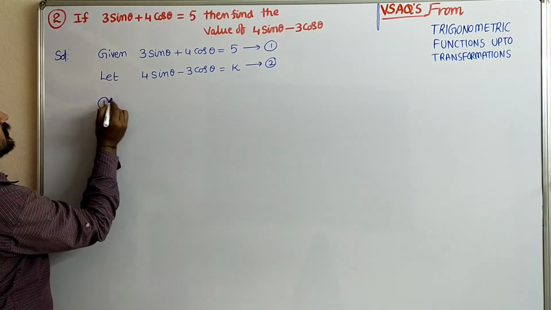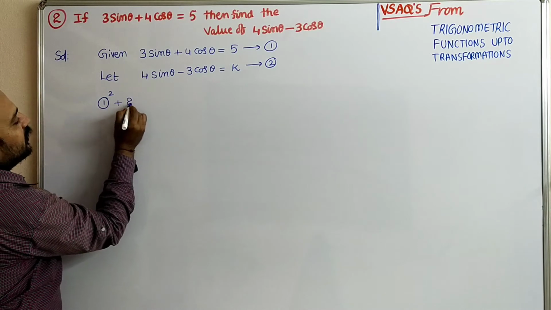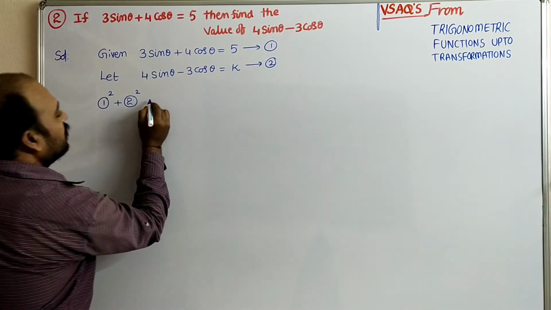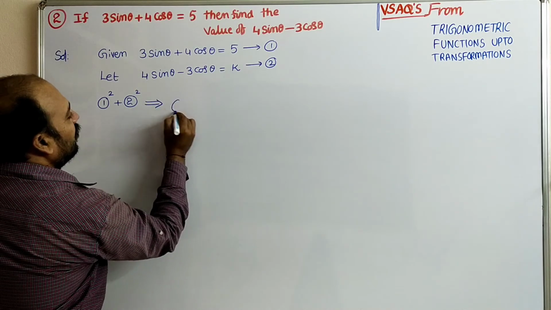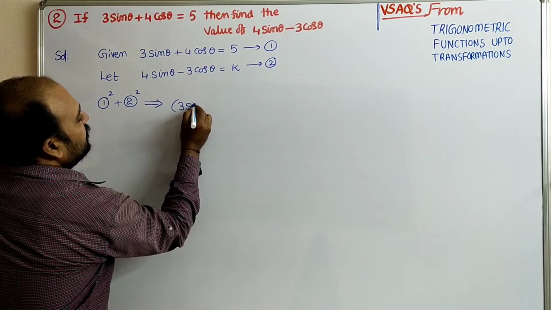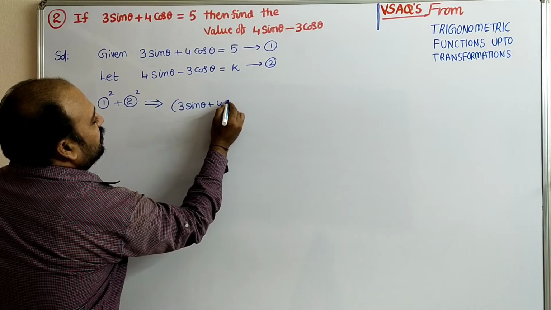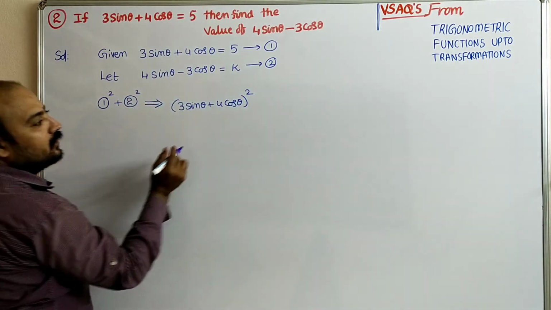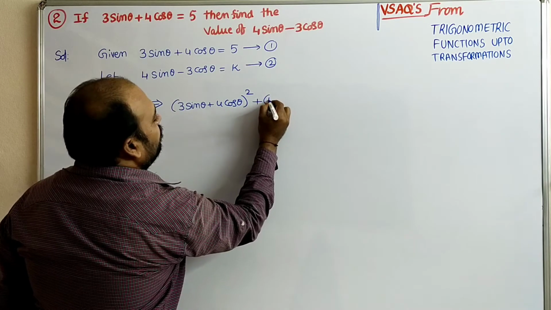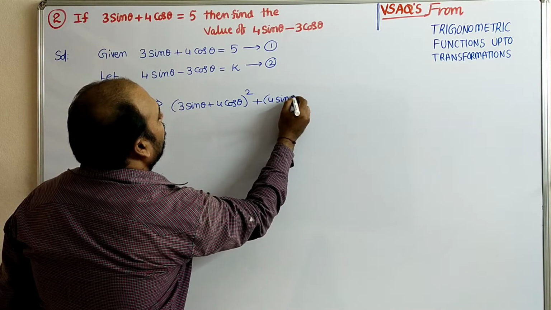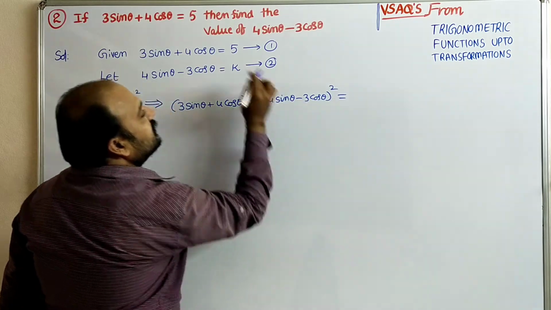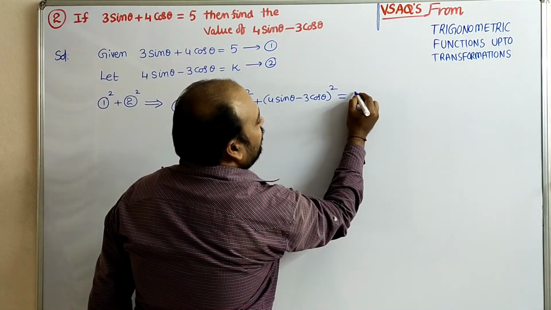Otherwise we will write like this: equation 1 square plus equation 2 square, squaring on both sides of both the equations, and we are adding. That implies that 3 sin theta plus 4 cos theta whole square, this side first squaring, plus 4 sin theta minus 3 cos theta whole square is equal to 5 square plus k square.